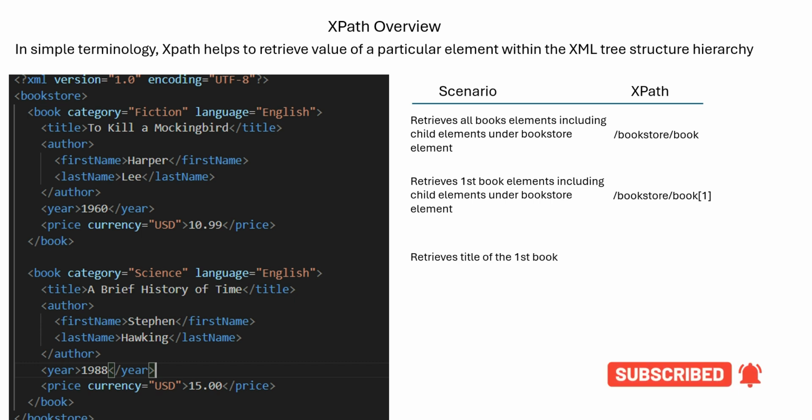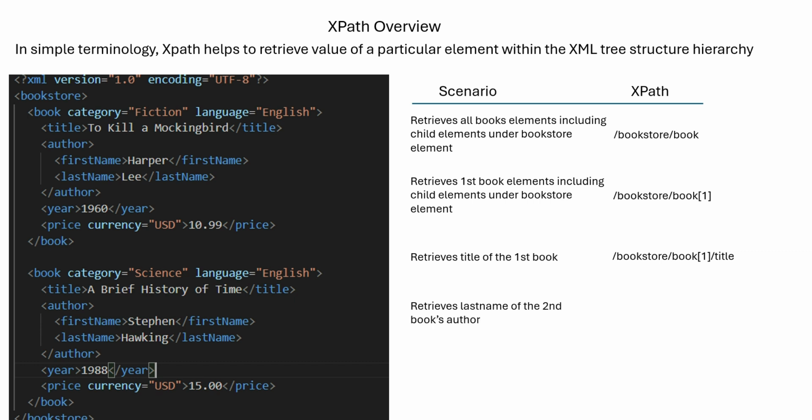If you want to retrieve the title of the first book, we know that the title is under the book element, so we'll go with /bookstore, the parent, /book[1], the first book, /title, because title is under the book and book is under the bookstore. Then to retrieve the last name of the second book's author, in this case we will go with /bookstore/book[2]. We are looking at the second book, /author/lastname. So last name is under the author, author is under the book, book is under the bookstore.